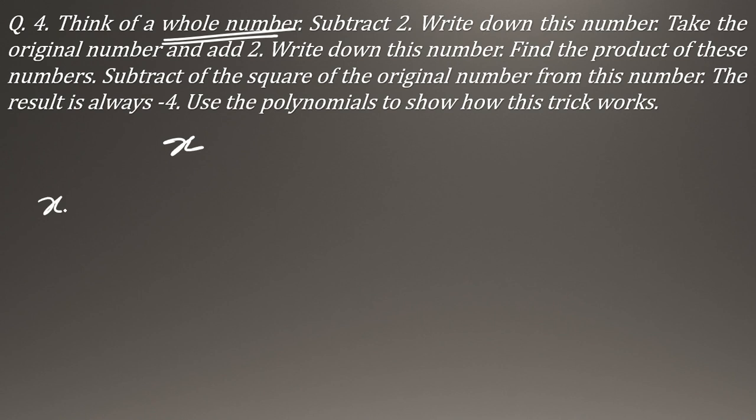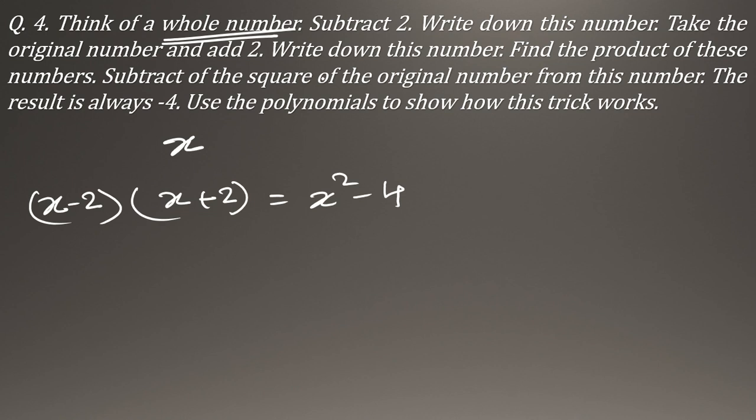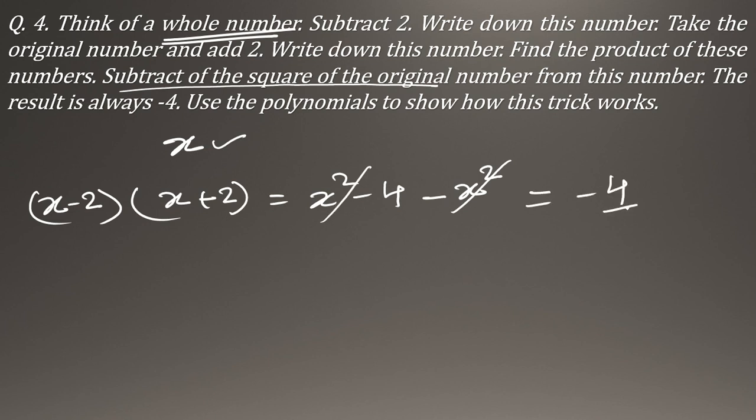Subtract 2, so it will become x minus 2, yes or no? Now take the original number, so original number is x, and add 2, so I am making plus 2. Write down this number, find the product of these numbers. So product means just multiply. So what it will be? If you will calculate, it will become x square minus 4. Okay, now after multiplying, subtract the square of the original number. Original number was x, so subtract the square of the original number. So x square cancelled. So what answer you are getting? Minus 4. And see, it is written here, the result is always minus 4.